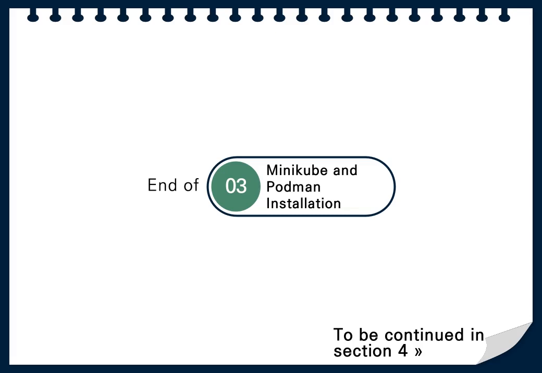This concludes Section 3. Minikube and Podman installation. In the next section, we will have an exercise on deploying an MSA application.